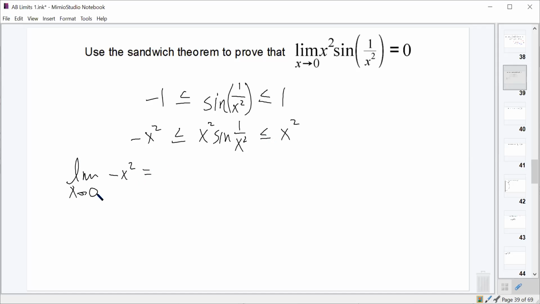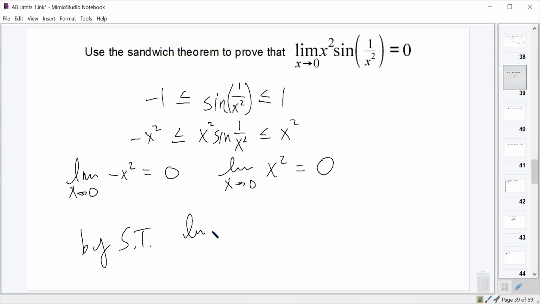What are you supposed to do? Plug in the 0 and get 0. Right, which is the limit as x approaches 0 of x squared, also 0. So we'll say by the sandwich theorem or the squeeze theorem, I can abbreviate it with ST no matter which one I'm using, the limit as x approaches 0 of x squared sine of 1 over x squared is also equal to 0.